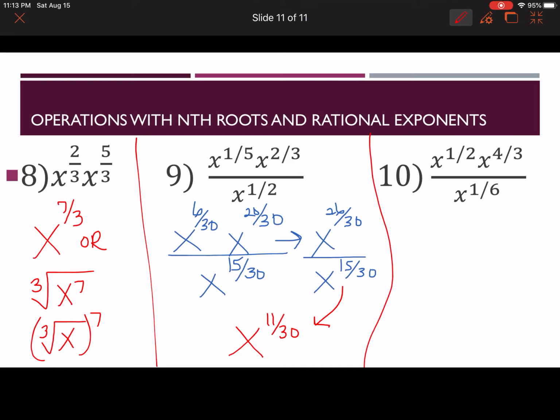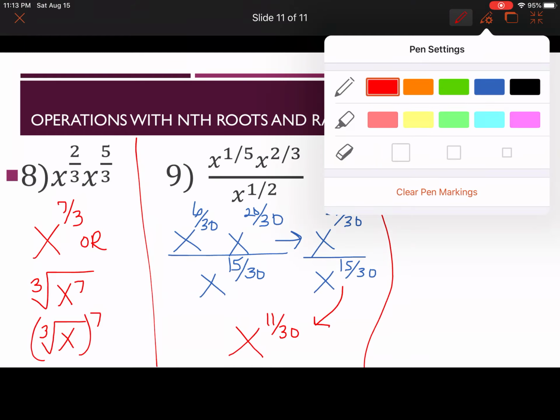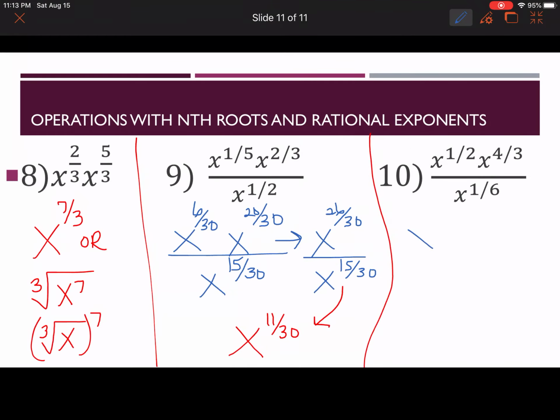And our last question for Appendix 10. We have 2, 3, and 6, so we'll use 12. So that's 6 over 12. I'm multiplying 4/3 by 4, so that would be 16 over 12. And then this one would be 2 over 12.